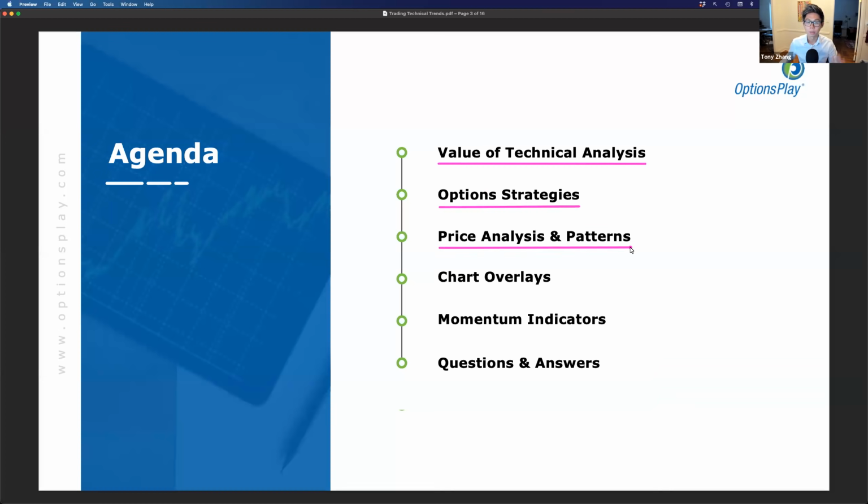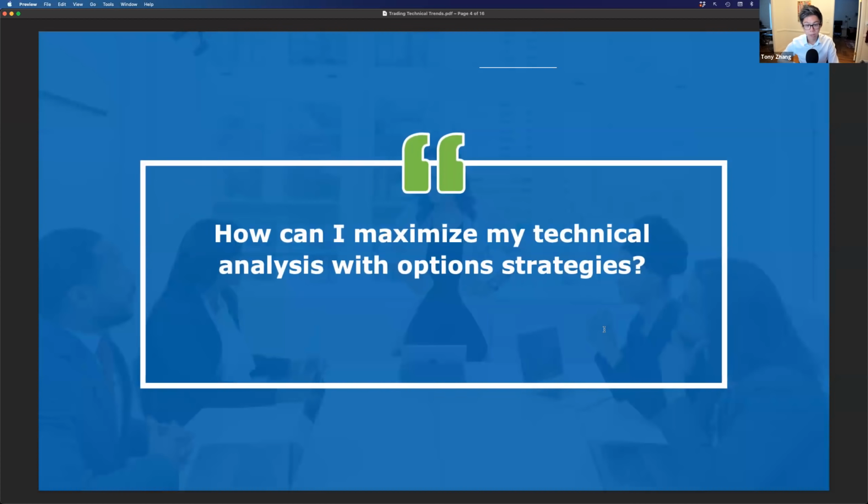And then we're going to talk about three major methods of technical analysis. We'll talk about price analysis and patterns. We'll talk about chart overlays, and we'll talk about momentum indicators. In each one of these, I will discuss what you get out of each form of technical analysis and why within each one, certain strategies are best. And more importantly, I want to make sure that everyone understands the framework of which we're looking at these to make our decision. And then we'll open this up for Q&A here at the very end.